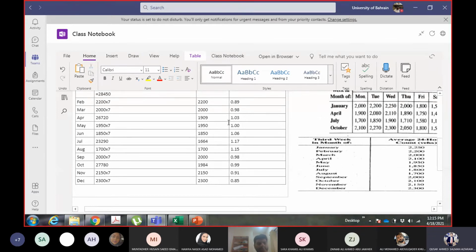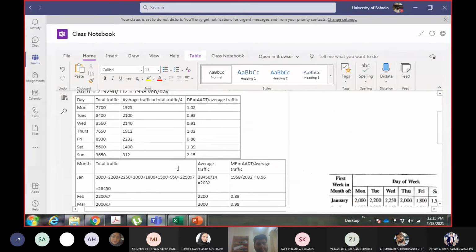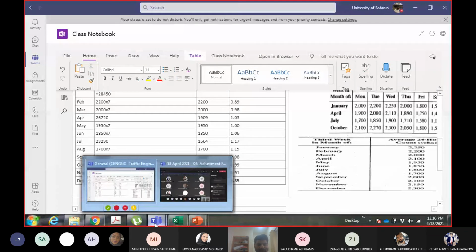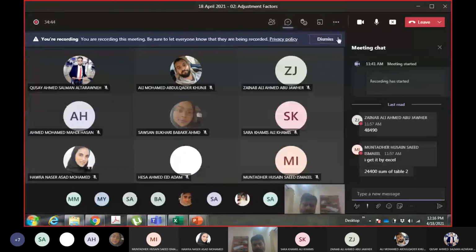Okay, so this is how we calculate the monthly and the daily adjustment factors. It was a unique problem related to major and minor control count locations. This is how you can use the data. If the data is only given for one of the points, then the calculations will be slightly easier, but it was given for both the points, so we used it. Now do you have any questions regarding this example or any of the other examples?